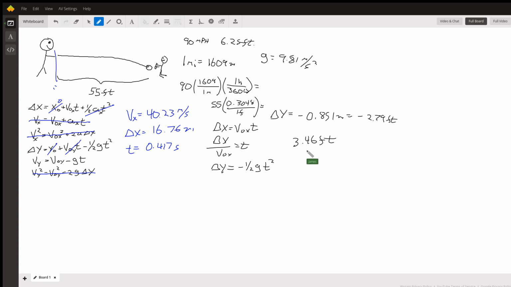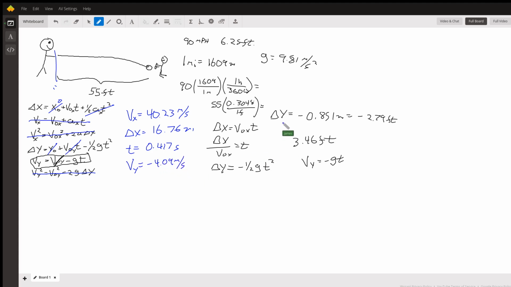Okay, so for the second part, we need to figure out the velocity in the y direction. I like this equation for that. We know it started off at 0 meters per second in the y direction, but we have gravity and we have the time. So I can just plug and chug: Vy equals negative g t. I'm coming up with a final velocity in the y direction of negative 4.09 meters per second.